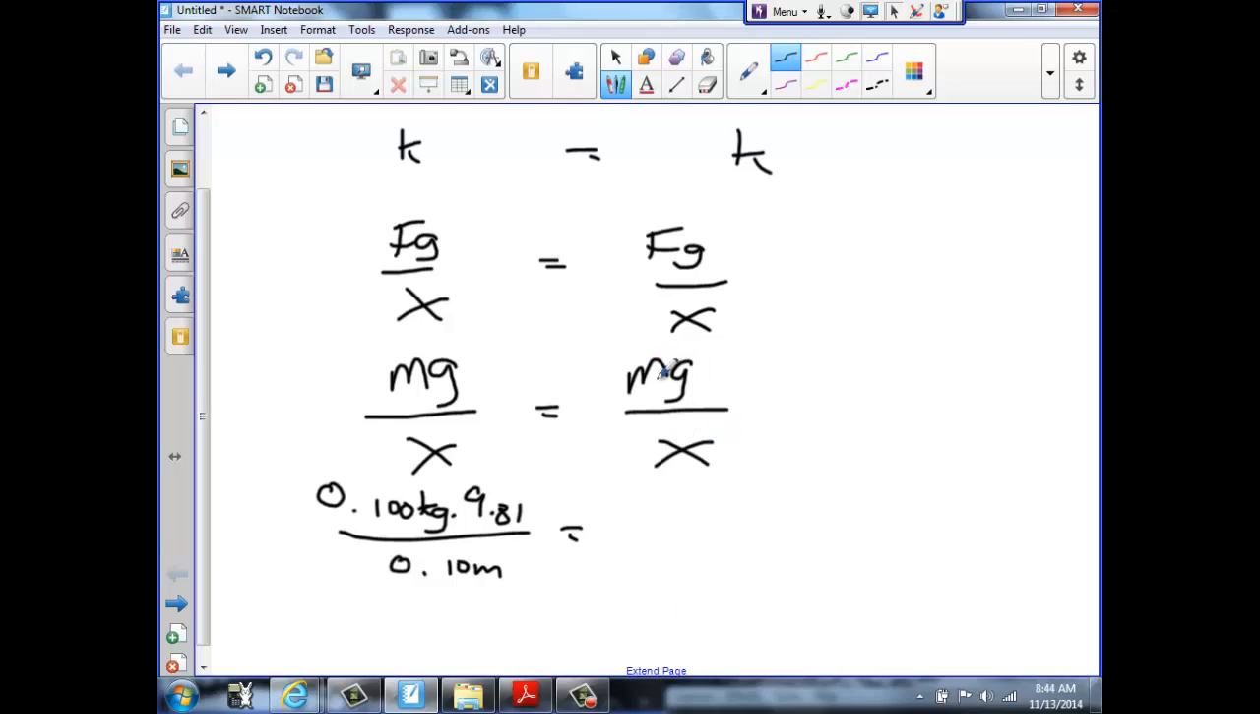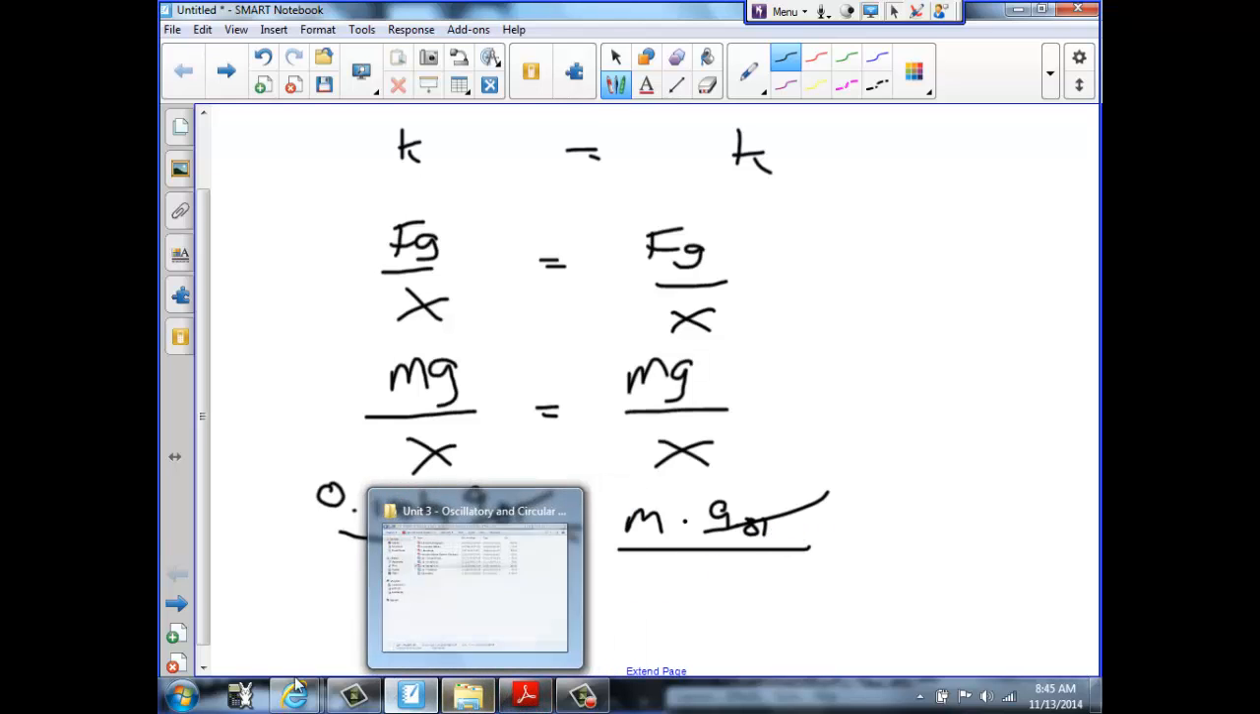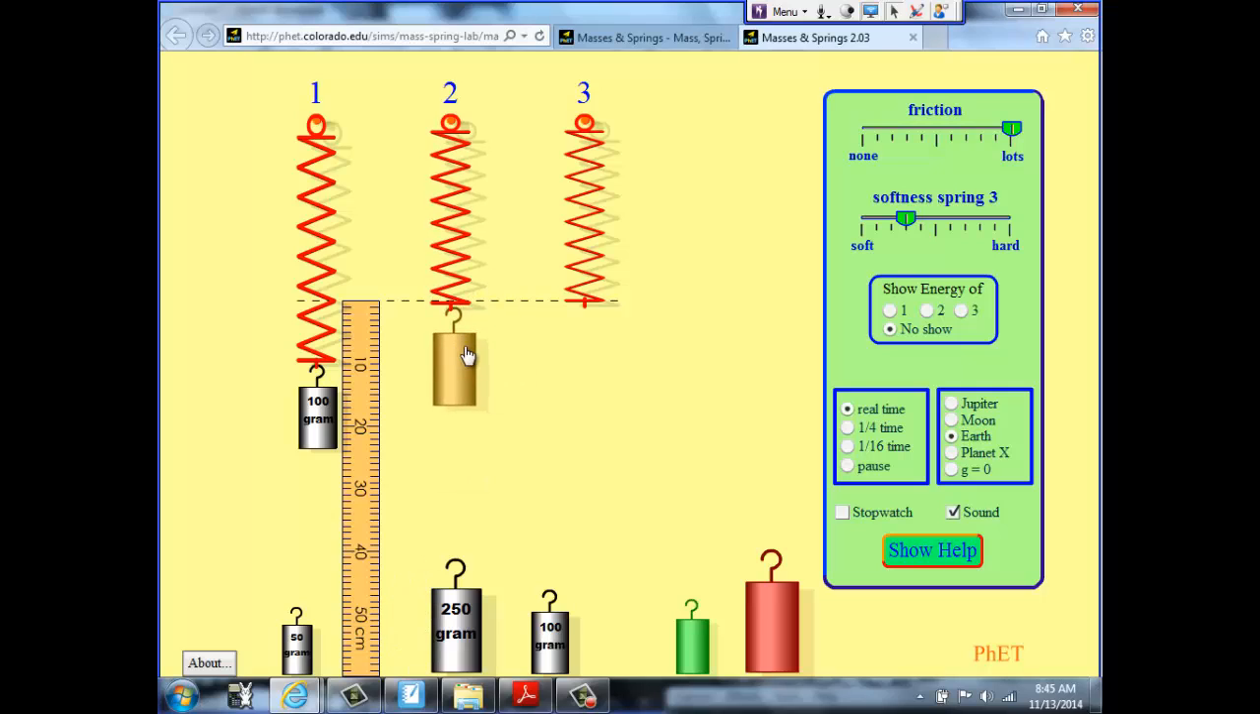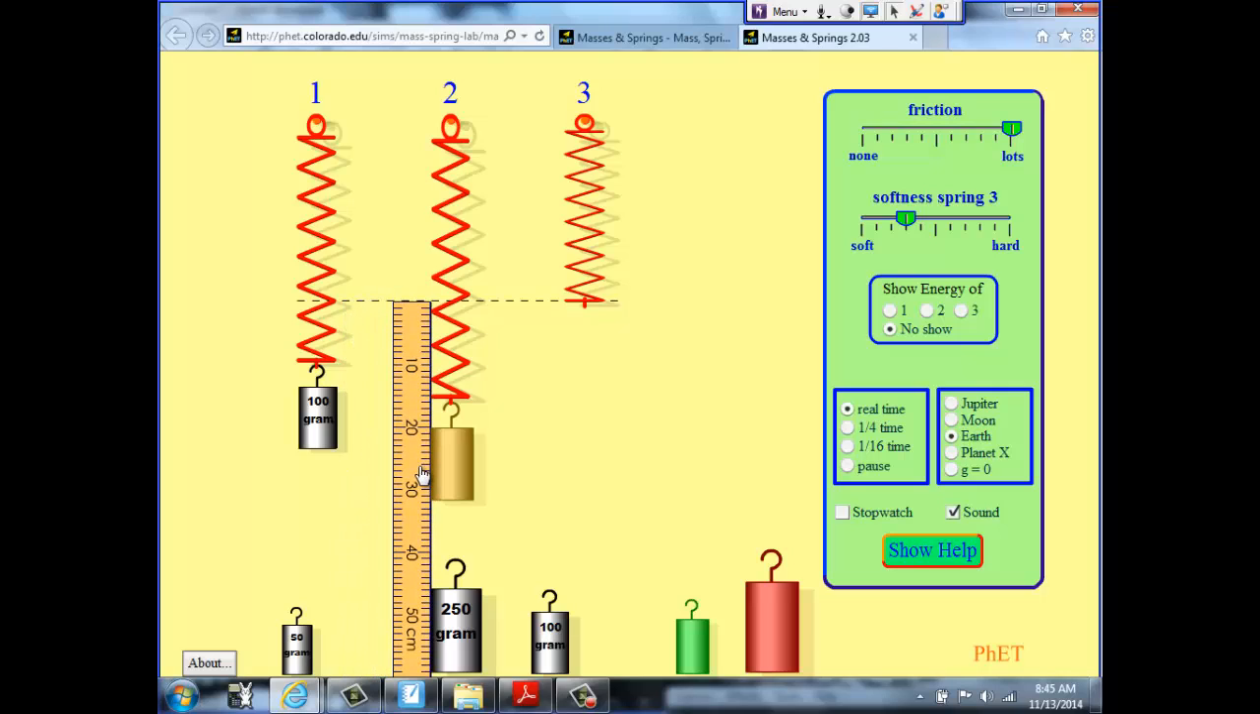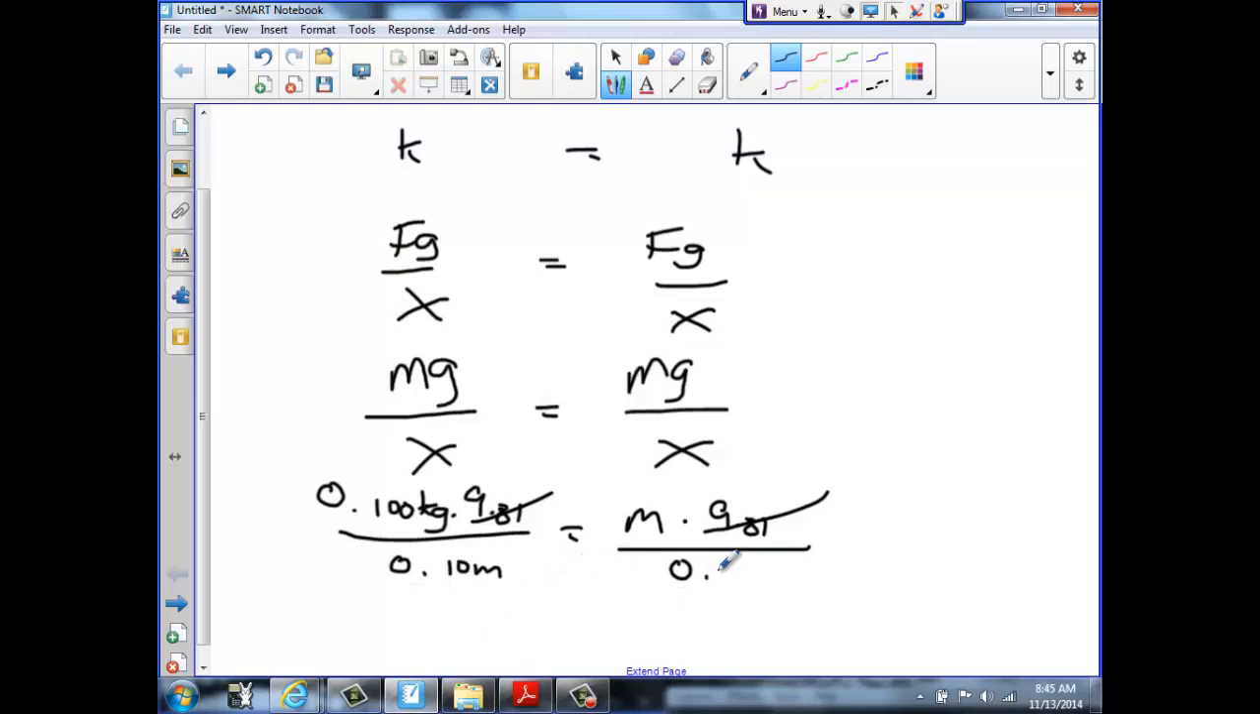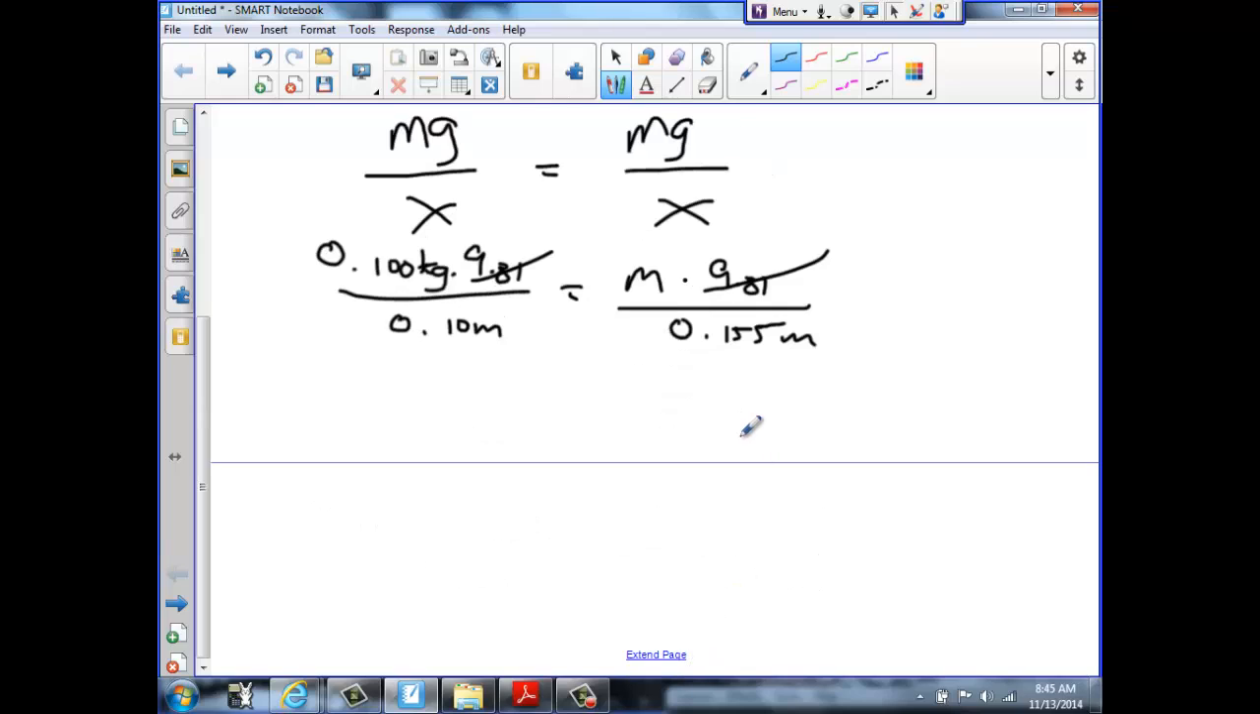On the other side over here, we don't know what this mass is going to be, so we're going to leave mass separate. We know it's going to be times 981, which honestly is kind of pointless. And I'm going to figure out how much the gold mass actually pulls the spring down. So this gold mass is going to pull the spring down a different amount, and I'm just going to measure and see how much that is. So that would be 10, 11, 12, 13, 14, 15 and a half maybe? That makes sense? So then this would be 0.155 meters. So how do I get mass by itself then?